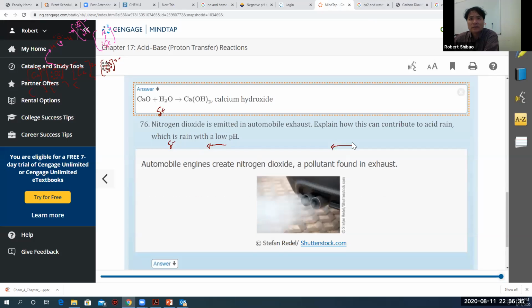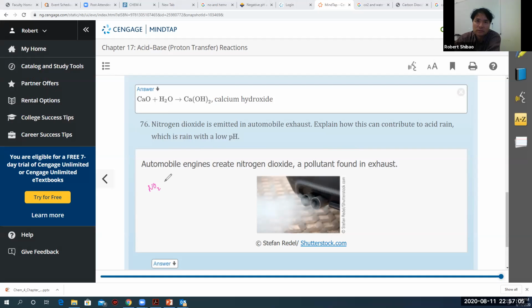Nitrogen dioxide, well, actually, nitrogen monoxide or nitric oxide is emitted initially, and then the nitric oxide is oxidized by air to nitrogen dioxide. So eventually, nitrogen dioxide ultimately is produced in the automobile exhaust. Explain how this can contribute to acid rain. Well, nitrogen dioxide is a Lewis acid. And like CO2, it can react with water.